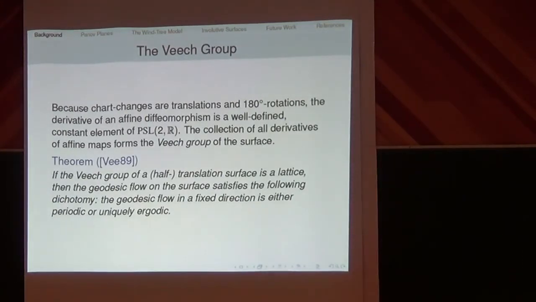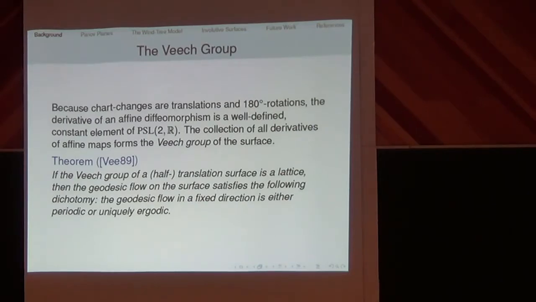And since chart changes are just translations, possibly composed with negations, derivatives of maps are well defined, regardless of what chart you compute the derivative in. In particular, for an affine map, this derivative is going to be a constant element of PSL2R, and the collection of all those derivatives forms the Veech group of the surface.